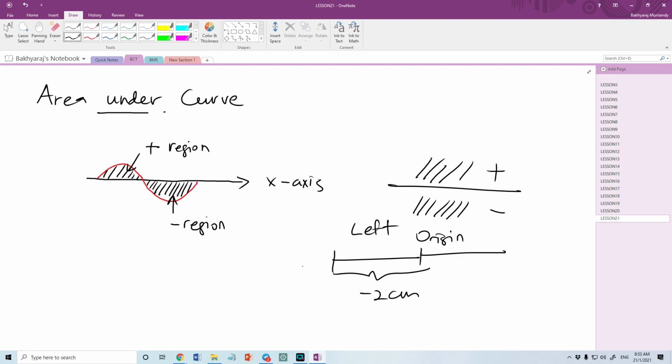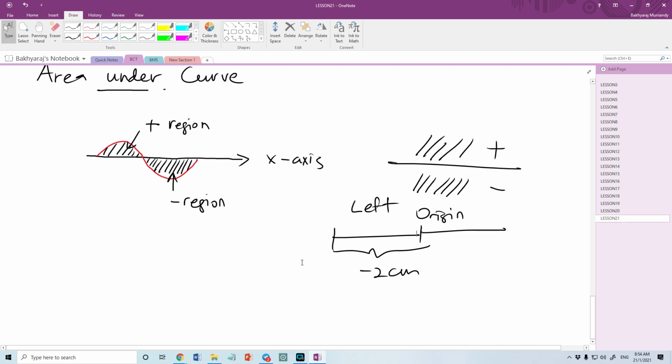Same goes for area. When you have positive area, it is above the x-axis. If it is below the x-axis, then it is a negative area. That's the simple explanation of why you get a positive answer and why you get a negative answer. Itu yang kita kena faham, the first thing you should understand for area under curve. Okay, now I'm going for an example.